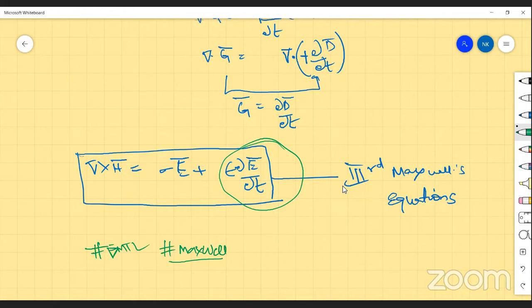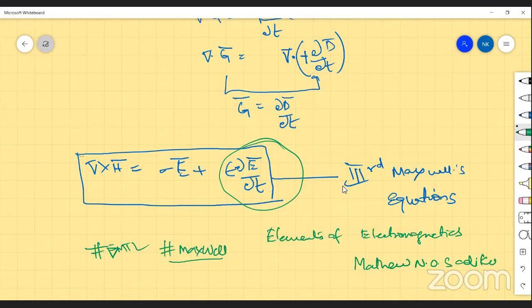Okay. So read the standard textbooks: Elements of Electromagnetics by Matthew N.O. Sadiku, and Engineering Electromagnetics by Hayt. Those two textbooks are sufficient for this concept.